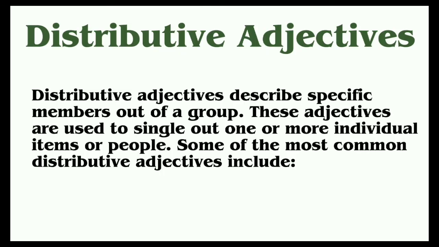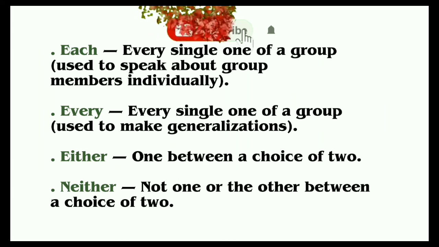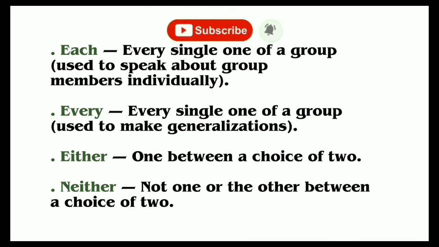Distributive adjectives. Distributive adjectives describe specific members out of a group. These adjectives are used to single out one or more individual items or people. Some of the most common distributive adjectives include each, every single one of a group, used to speak about group members individually; every, every single one of a group, used to make generalizations; either, one between a choice of two.